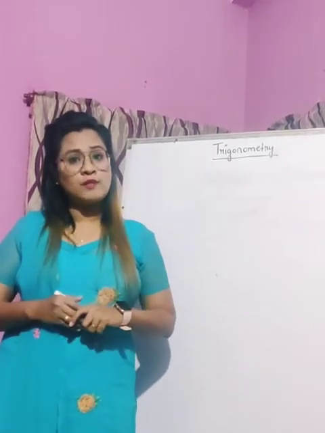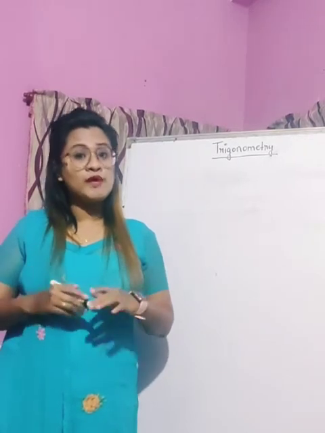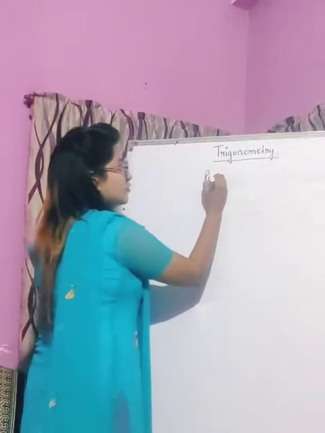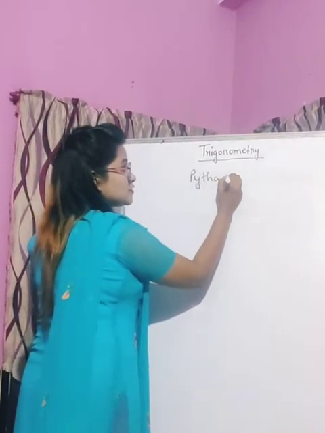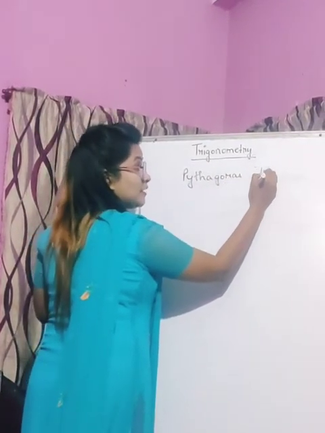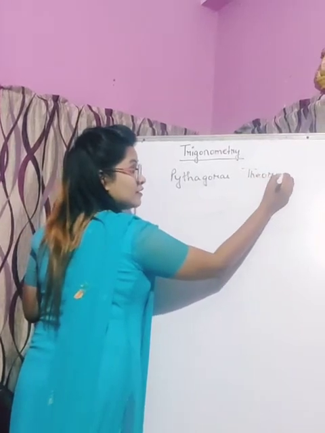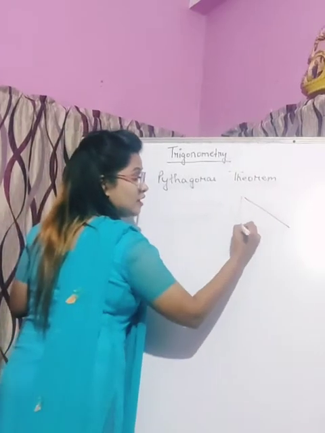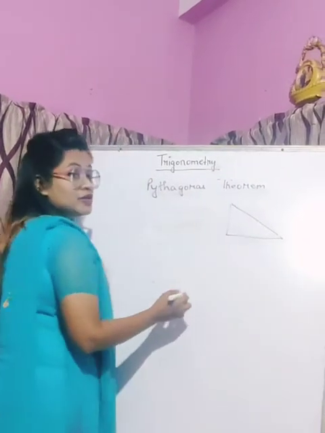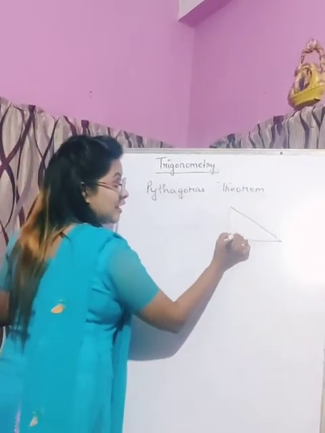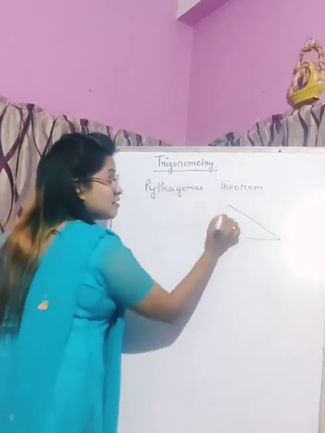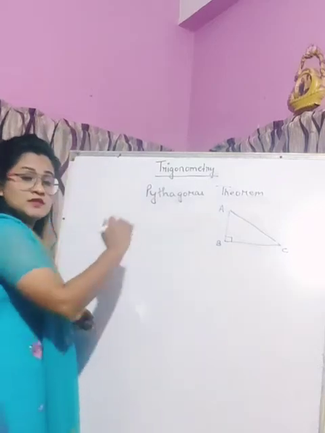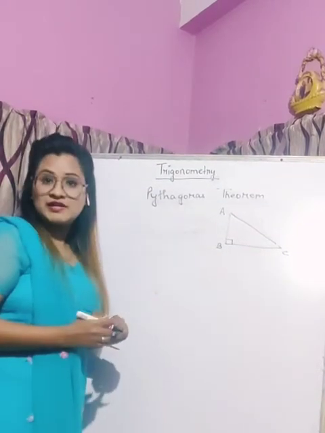Before starting this chapter, let us move to a topic which we have already learned in our previous classes, that is Pythagoras theorem. This is a theorem which can only be implemented where there is a right angle triangle. So let's draw a right angle triangle. When we are drawing a right angle triangle, it basically means that any one of its angles must be 90 degrees. So let us name it as ABC. In this case, ABC is a right angle triangle.